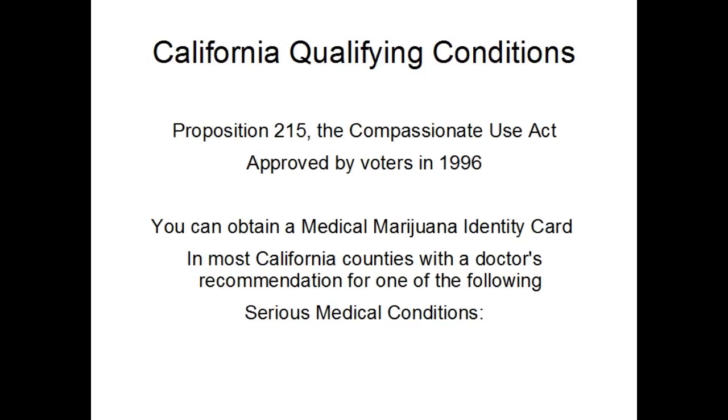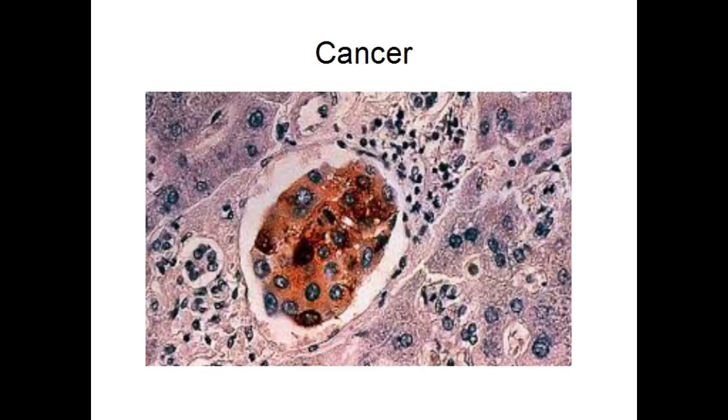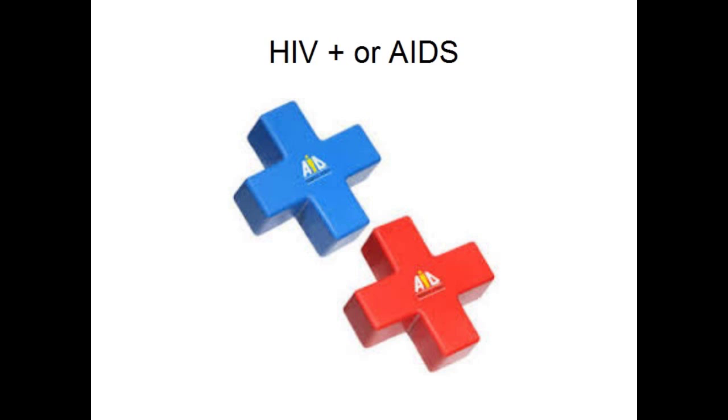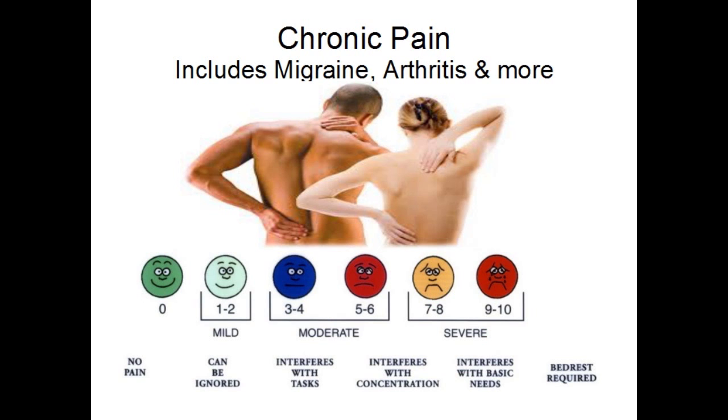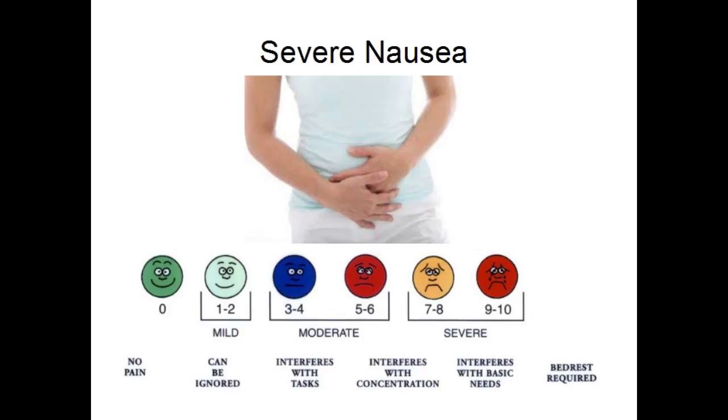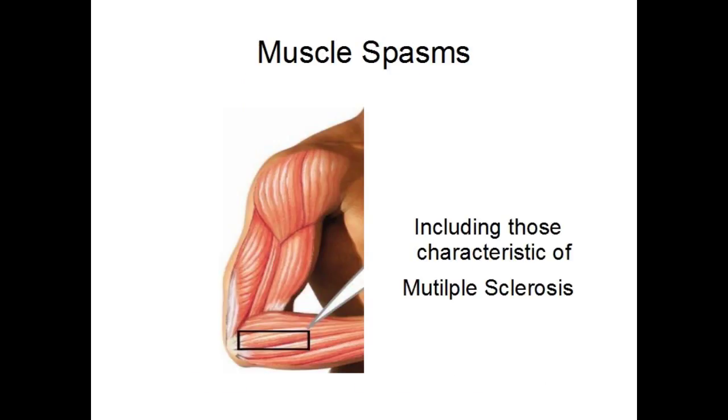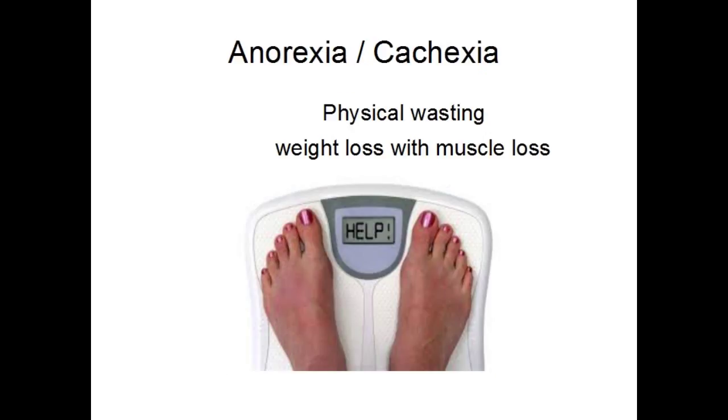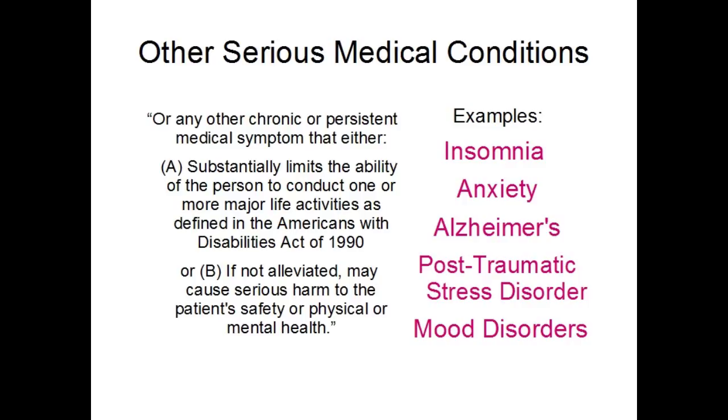marijuana identity card for the following conditions: cancer, glaucoma, HIV or AIDS, chronic pain including migraines, arthritis, and back pain, severe nausea, muscle spasms including multiple sclerosis, seizures and epilepsy, physical wasting including anorexia and cachexia, and other serious medical conditions, which is defined as any other chronic or persistent medical symptom that either substantially limits the ability of the person to conduct one or more major life activities, or, if not alleviated, may cause serious harm to the patient's safety or physical health or mental health.